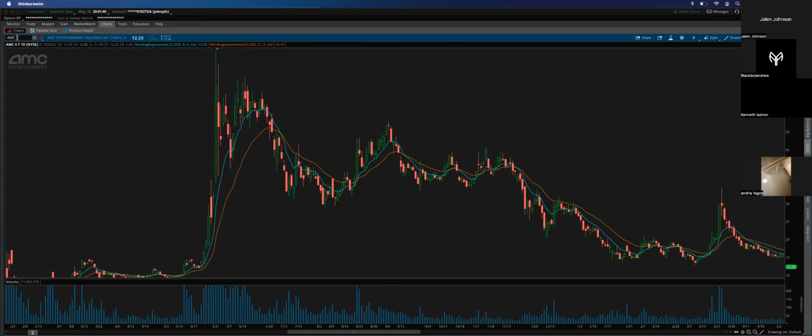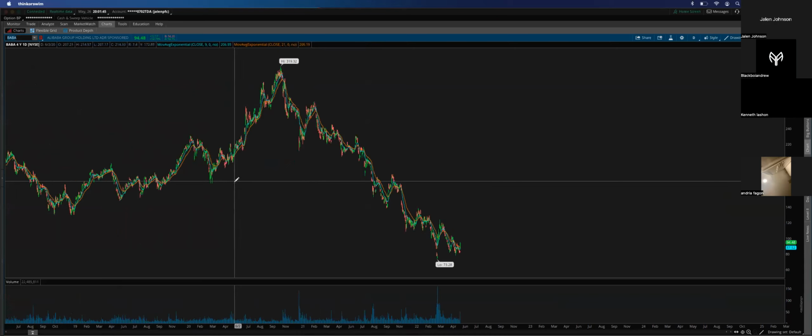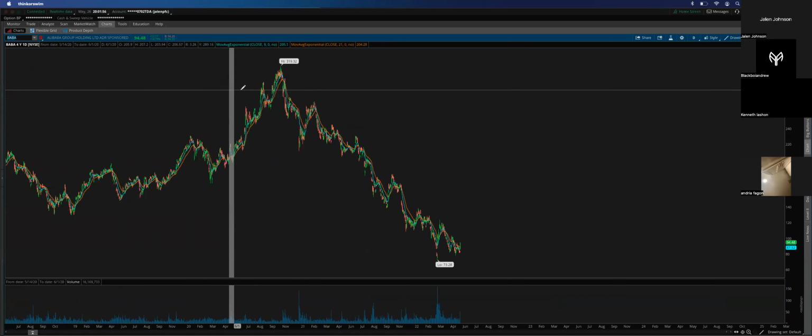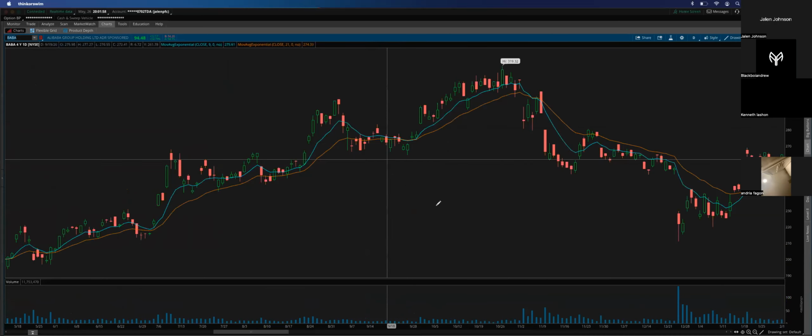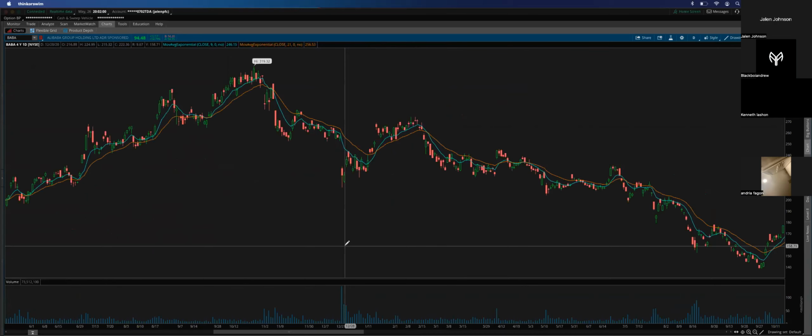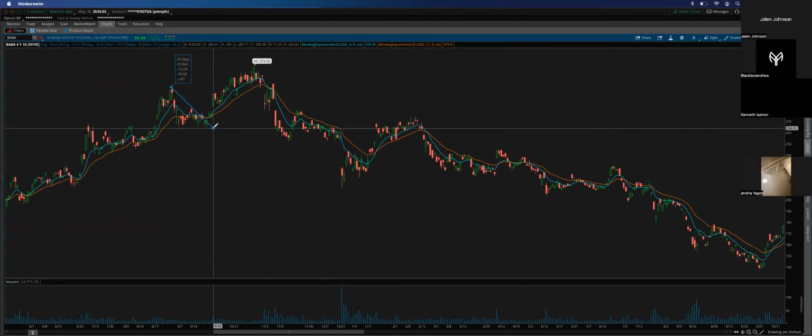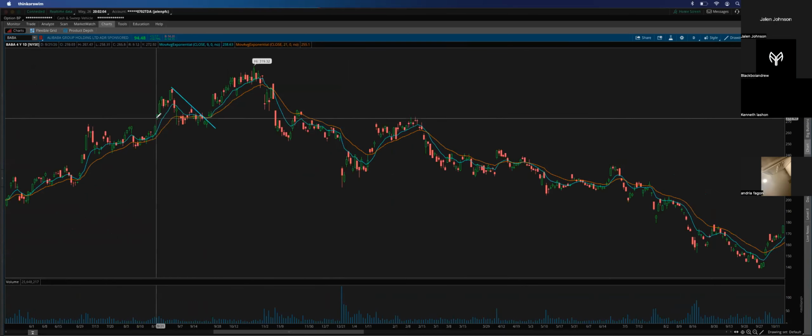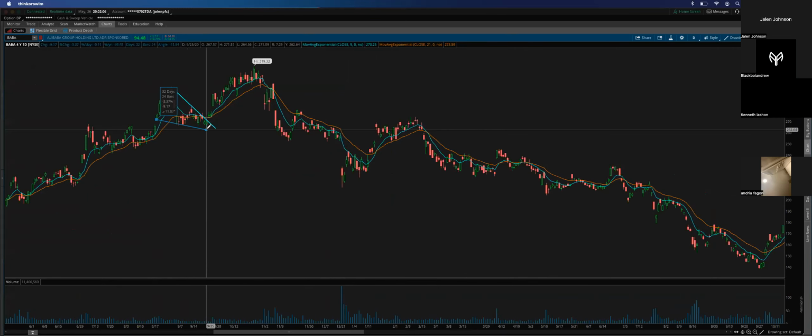So I was thinking about Baba. I was like, I think Baba had one. What's this one right here? I think this is one. Like I said, you've got to just practice with it. It's like a falling wedge right there. Yep, here we go. We got our first falling wedge, right?